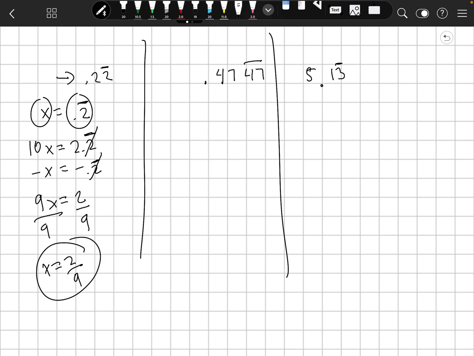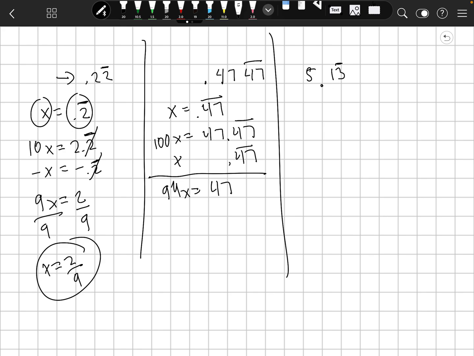Let's look at one that has a little bit more to it. So this time x equals 0.47 repeating. And I want to subtract out that 0.47. So I'm thinking in advance. I'm going to times by 100. 100x equals 47.47 repeating. Now I can subtract x from this side, and I can subtract 0.47 from that side, and I got 99x equals 47. And then just divide by 99 on both sides, and you get 47 over 99. That fraction can't be simplified.